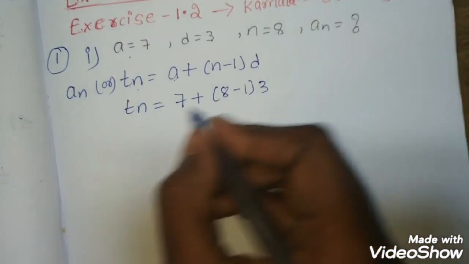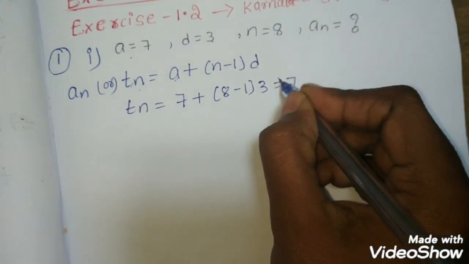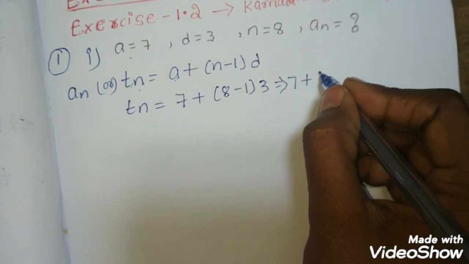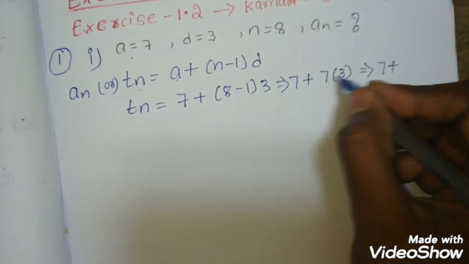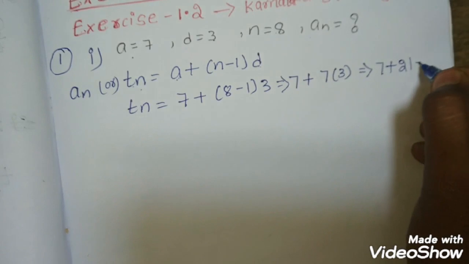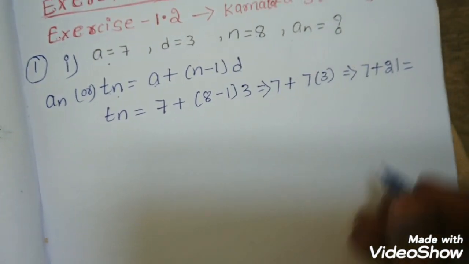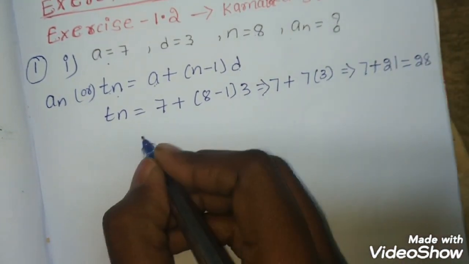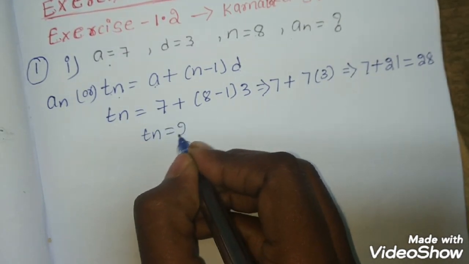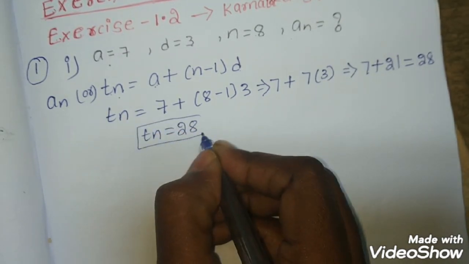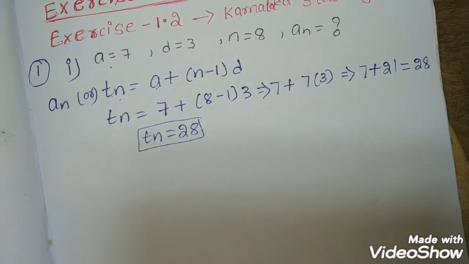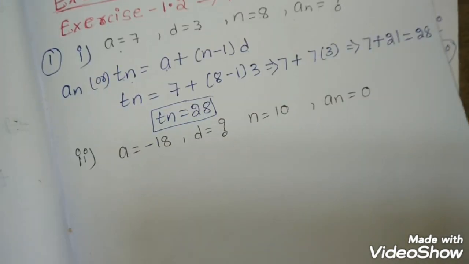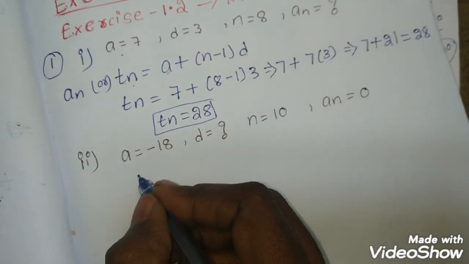Okay. So what we get here? 7 plus 8 minus 1 into 3. That implies 7 plus 7 3s are 21. What is 21 plus 7? 28. Therefore, term n is equal to 28. This is our answer. Okay. So let's go for next question. So let's start the second question.